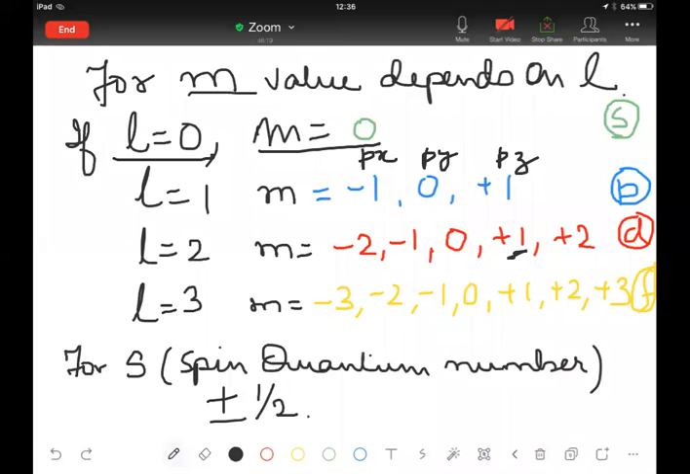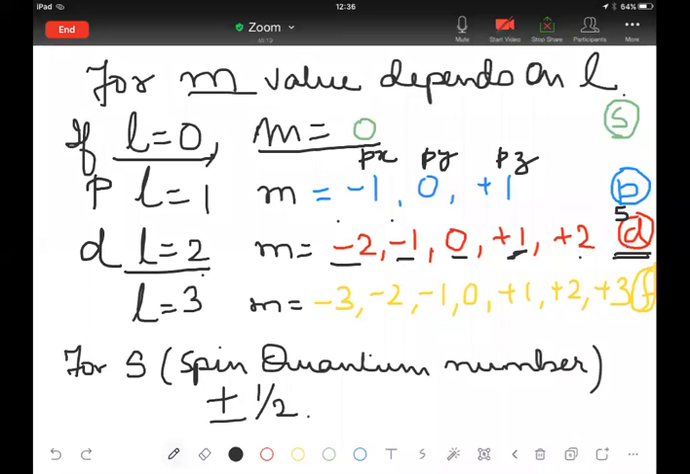When L is equal to 2, M will have 5 values. Because you see, this stands for p orbitals, and this stands for d orbitals. How many d orbitals do we have? 5 in number. So for the 5, you have minus 2, minus 1, 0, plus 1, plus 2. So it goes as dxy, dyz, dzx, and then dx square minus y square, dz square. So that is how it will go.